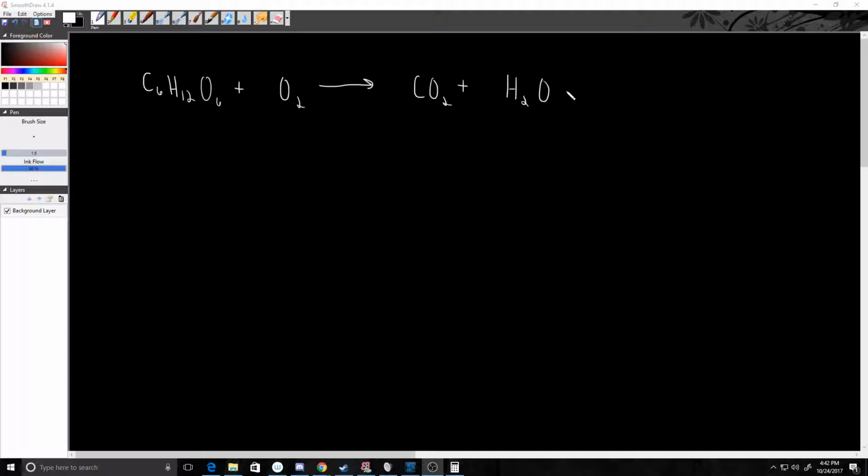If you're looking at this equation, though, there should be some things that are jumping out at you. Namely, I have 6 carbons here, I only have 1 carbon here. I have 12 hydrogens, I only have 2 hydrogens. And oxygens, I'm looking at 8 on this side, 3 on this side, right? So really what we're saying is this equation right here isn't balanced.